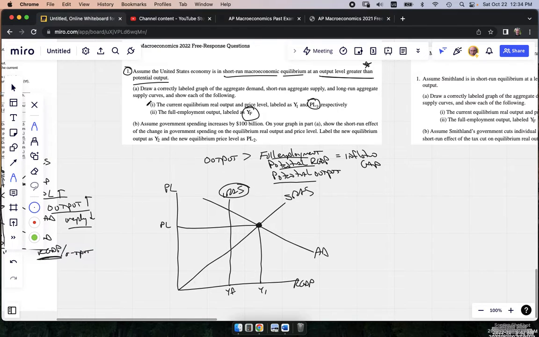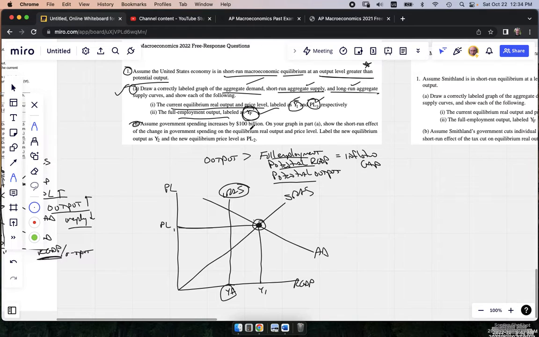So this is our part A, done. We drew our aggregate demand, our short run aggregate supply, our long run, check, check, check. We know where our current real output and price level are. This is current equilibrium, that's our price level PL1, Y1, check, check. We've done our full employment output, YF, check, and now we'll do B just for a little extra giggle.